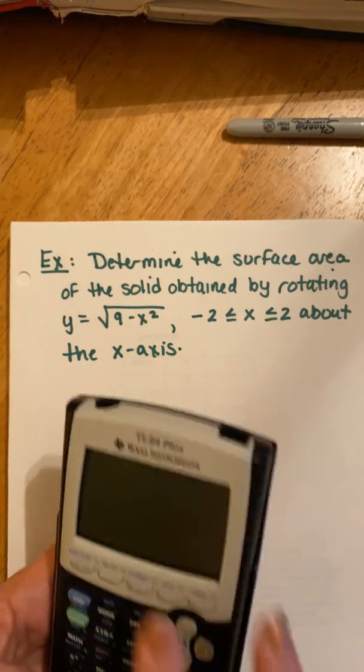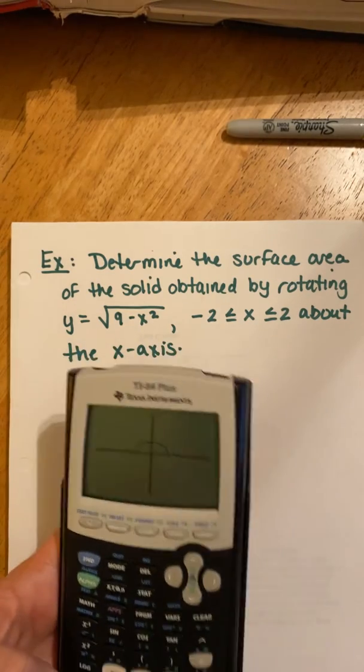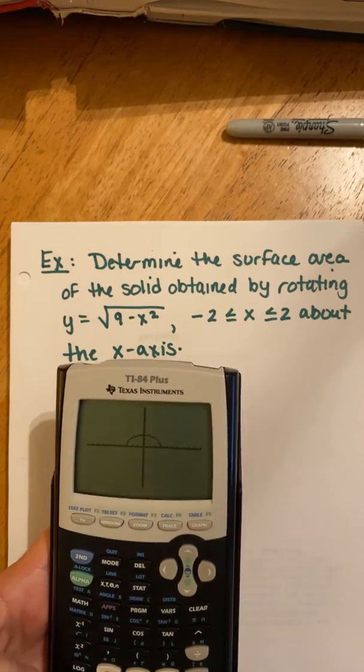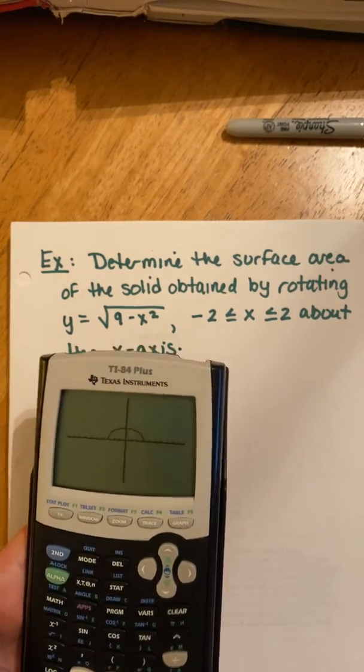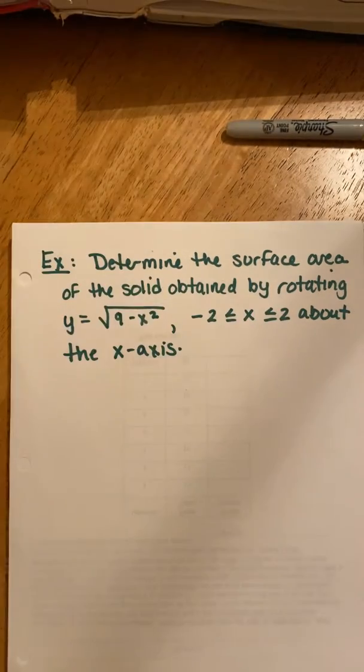I don't see very much. Zoom 6. There we go. All right, so it looks like we have a semicircle of radius 3, right? And we're going to rotate this about the x-axis. We're actually just looking at the area of a sphere. So using geometry, we could calculate this, but we're going to do it using calculus.